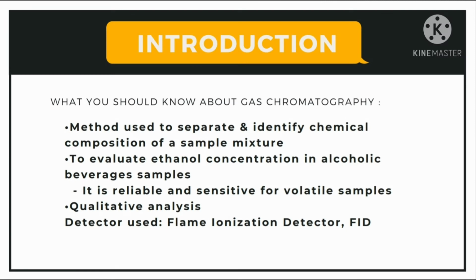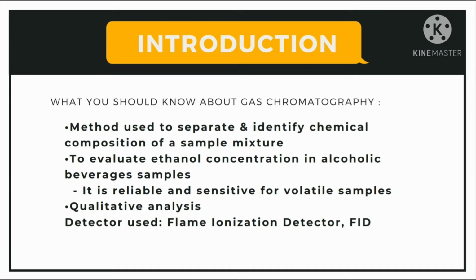Gas chromatography is a method used for separation and detection of a chemical composition of a sample mixture. This method was used to evaluate the concentration of ethanol in alcoholic drinks, where beer, wine, and whiskey are the focus throughout this analysis. Gas chromatography has been used as it is reliable and sensitive for volatile samples.